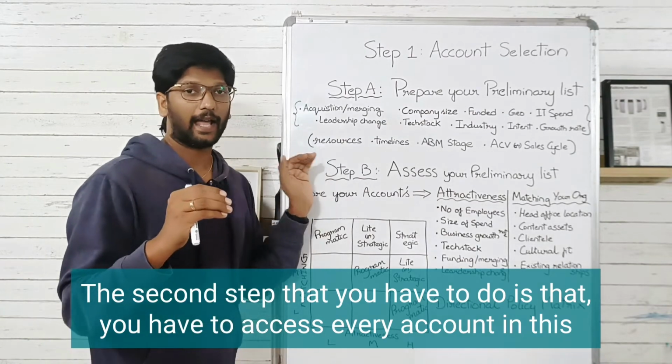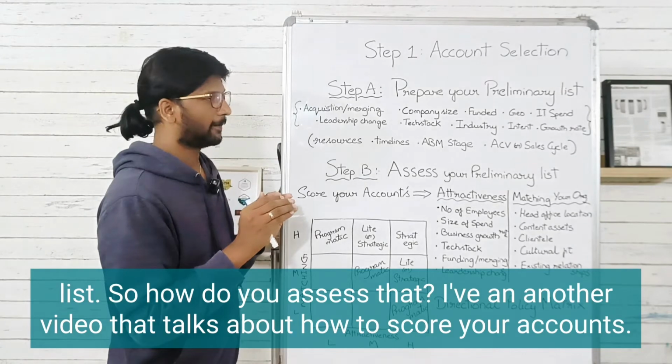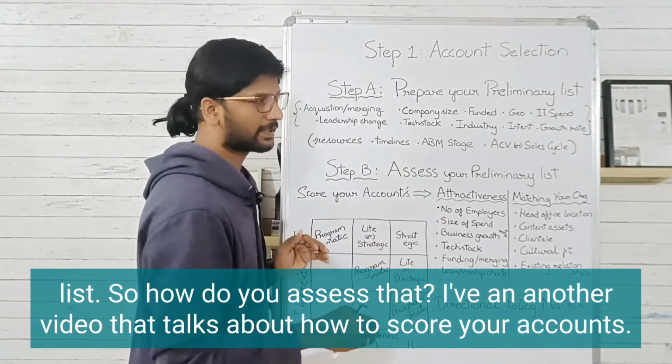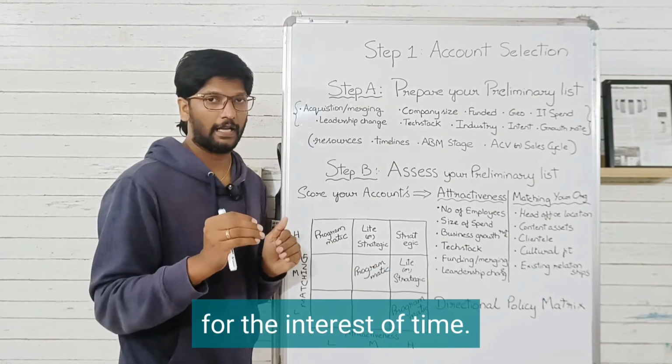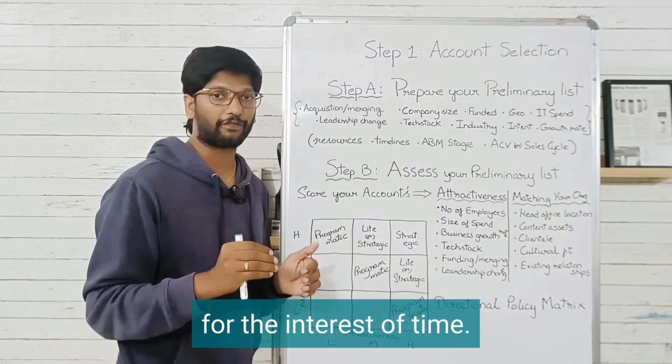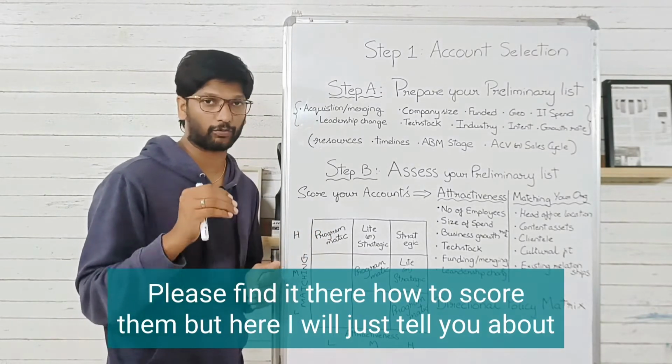Then once you have your first list, the second step that you have to do is to assess every account in this list. So how do you assess that? See, this scoring is something that I have covered in another video on how to score your accounts. In the interest of time, I will give you the link in the description. Please find it there to see how to score them.